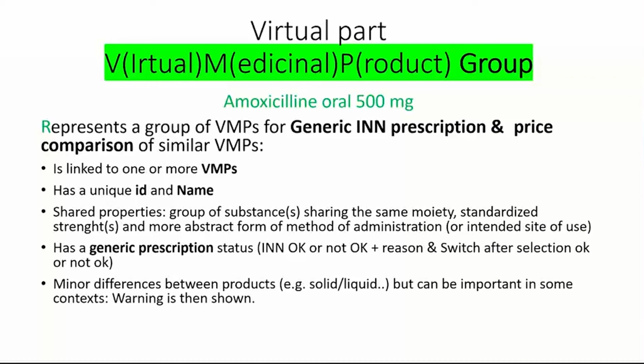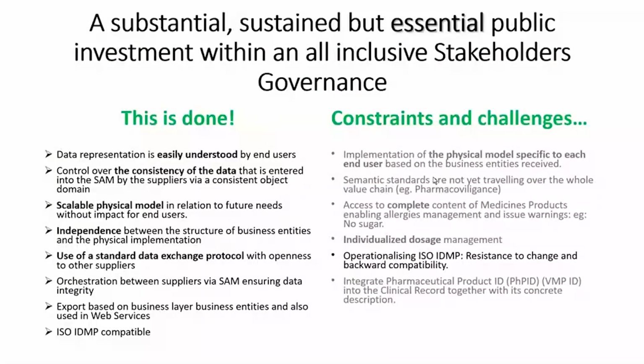Is linked to one or more VMP, has a unique ID, shared properties for group for subnormal sharing, same moiety, standardized strength, and more abstract form and method of administration, and so on and so on. All these are attributes at the level of the virtual medicinal product or the pharmaceutical product. Next. Scalable physical model, independence between structure of the business entities and the physical entities, the standard data, and so on. So the ISO, the IDMP compatible.